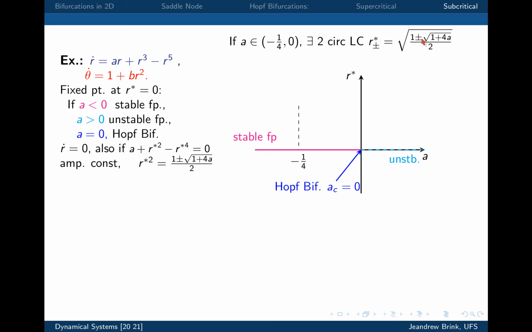Okay, so if a is equal to minus a quarter, then r is equal to 1 over the square root of 2. And you can see that because the thing in the square root is 0, and you just have 1 over the square root of 2. So I put that point in. So that's the turning point for where the two roots split.